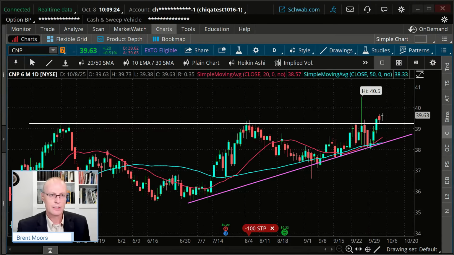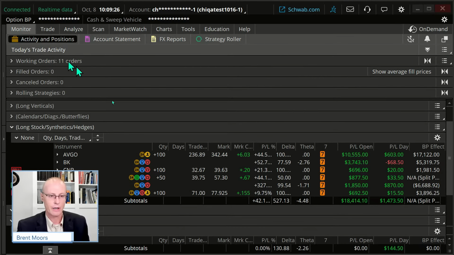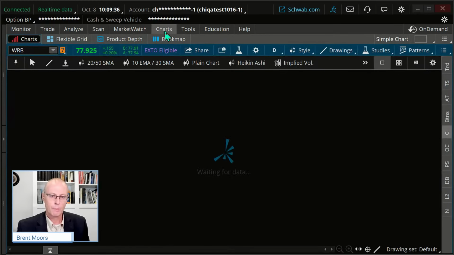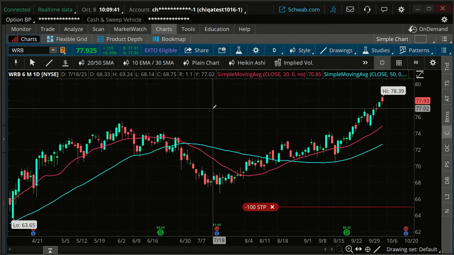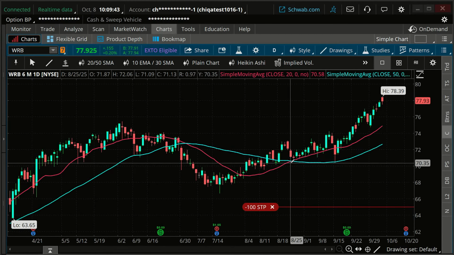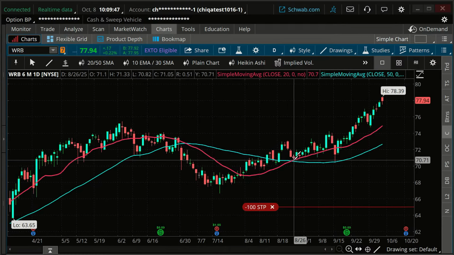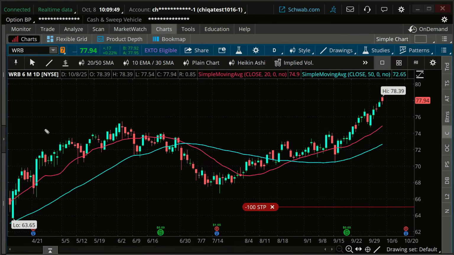So let's move on here, because there's one I was looking at earlier that I thought maybe makes more sense. WRB. Let's take a look at WRB. Here we go. Long-term bullish? Yeah, likely longer-term bullish. Do we seem a little bit extended on this right now? Maybe. I think you could make a pretty good case that it does seem kind of extended.